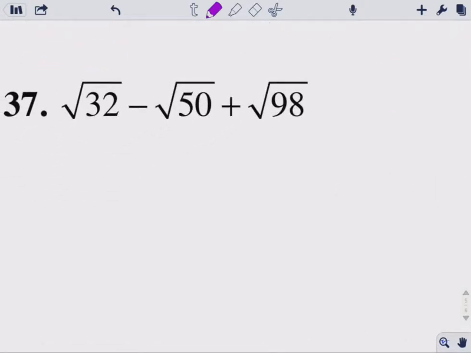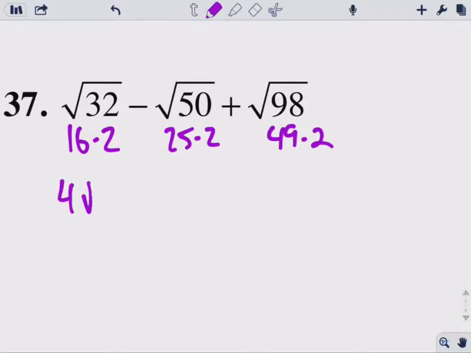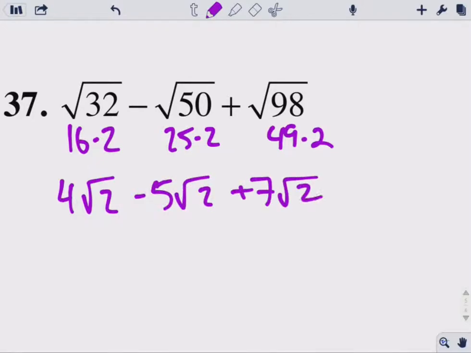5 root 6 minus 6 root 5, we can't do that, so that's not possible. Simplify what we can simplify. That's 16 times 2, that's 25 times 2, that's 49 times 2. So we'll get 4 root 2 minus 5 root 2 plus 7 root 2. Okay, and so I just look at 4 minus 5 plus 7. So that's 6 root 2.